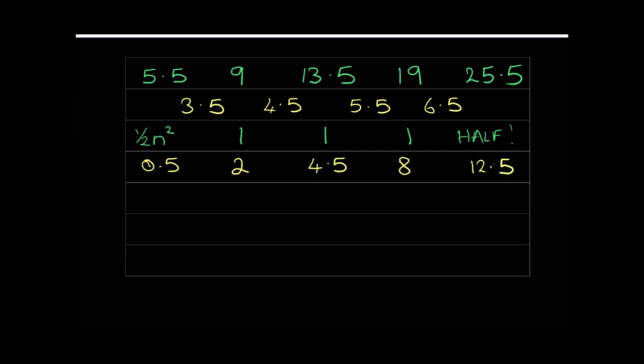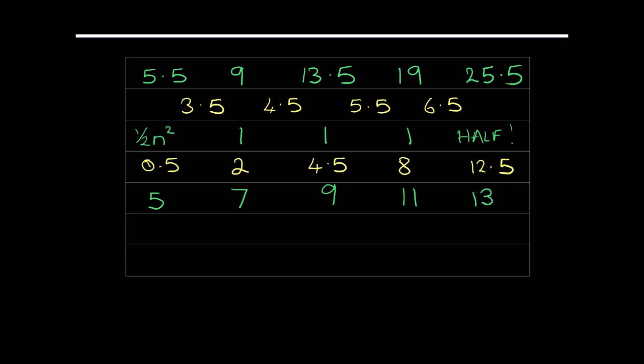Remember, we're now going to take that off the top line. So we're taking the half n squared element out of our sequence so we can see what else is there. 5.5 take away half is 5. 9 take away 2 is 7. 13.5 take away 4.5 is 9. 19 take away 8 is 11. 25.5 take away 12.5 is going to give us 13.